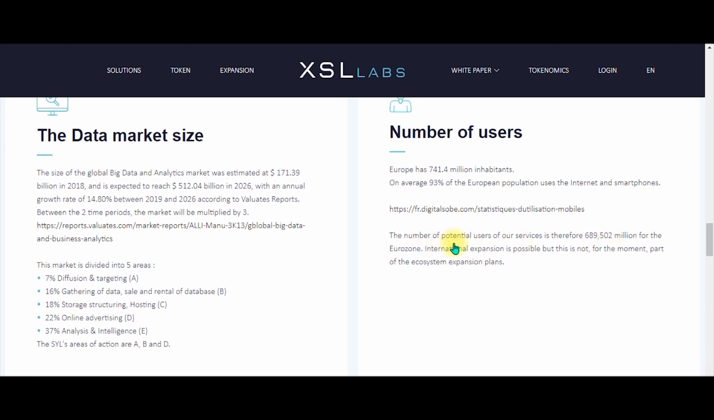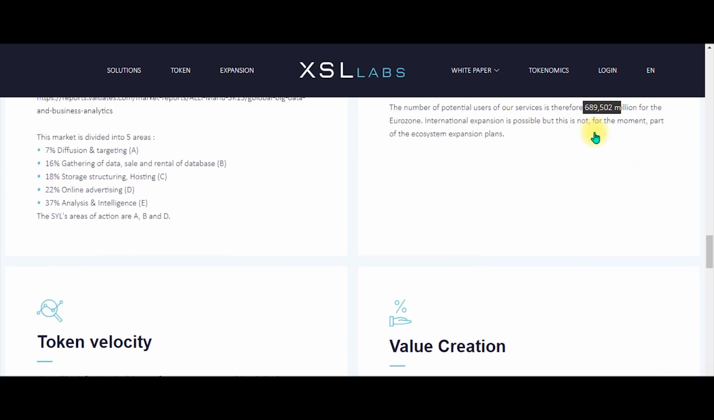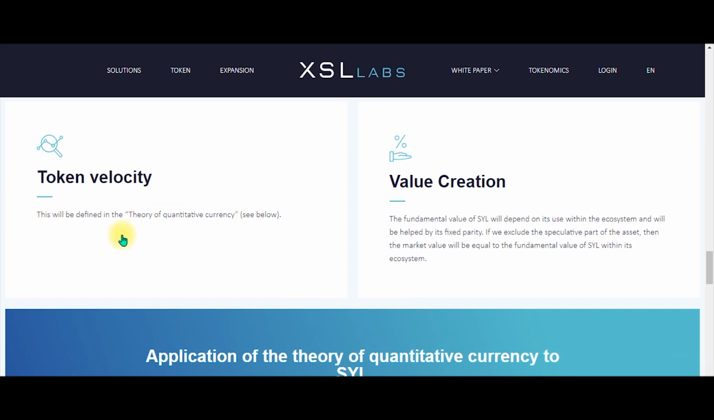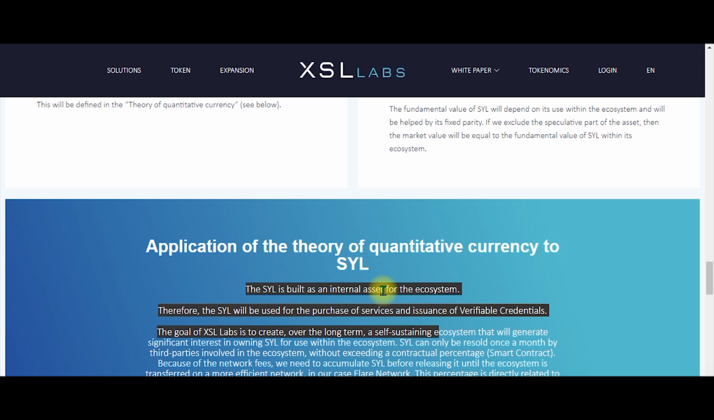So they are targeting the potential users of XSL Labs, these many million for the Eurozone itself. Oh, that's a huge target, right? So then over here we have token velocity, which we will see below. This will be defined as the theory of quantitative currency. This one over here will come here in a moment.